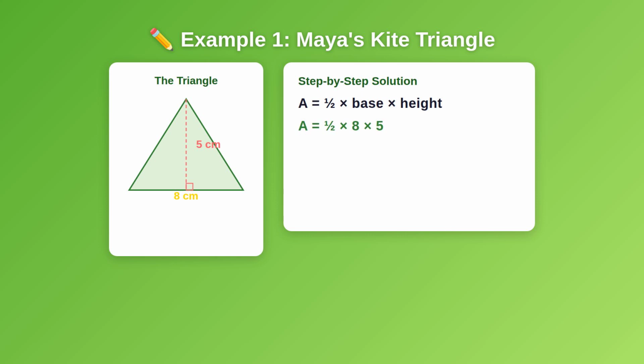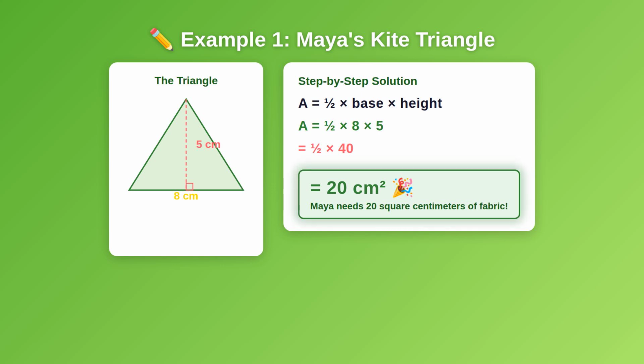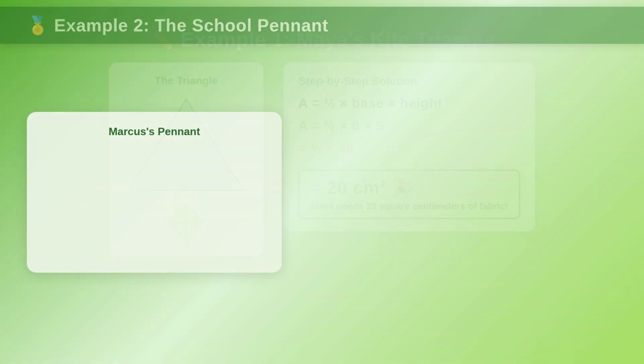Okay, let's solve Maya's first kite piece together. The triangle has a base of 8 centimeters and a height of 5 centimeters. We plug into our formula. Area equals 1/2 times base times height. That's 1/2 times 8 times 5. Let's work inside out. 8 times 5 equals 40. Then 1/2 of 40 equals 20. So the area is 20 square centimeters. Maya needs to cut a piece of fabric that covers 20 square centimeters. She's getting closer to finishing that kite.